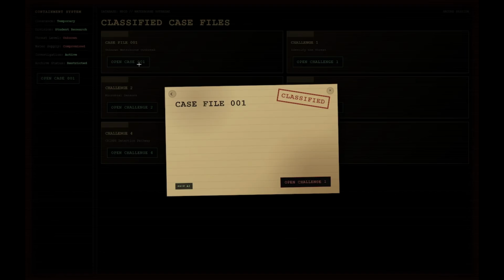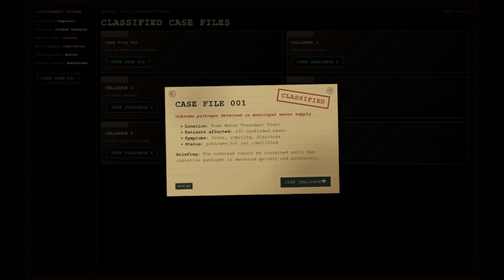Case File 001. An unidentified pathogen has contaminated the town municipal water supply. Location: Town Water Treatment Plant. 137 confirmed cases have been reported. Symptoms include fever, vomiting, and diarrhea. The causative pathogen remains unknown. The outbreak cannot be contained until the pathogen is detected quickly and accurately. Challenge 1 unlocked. Identify the threat.